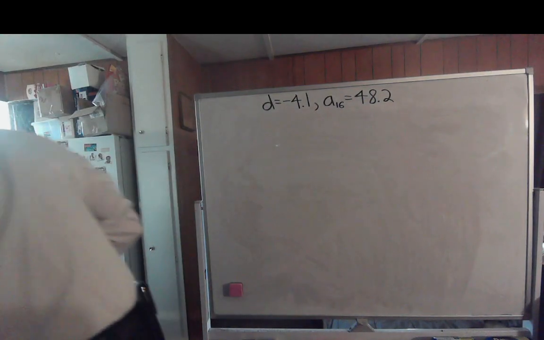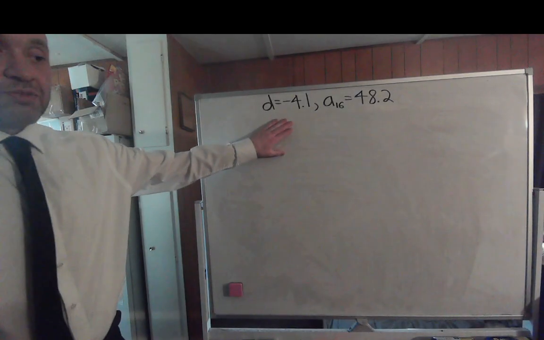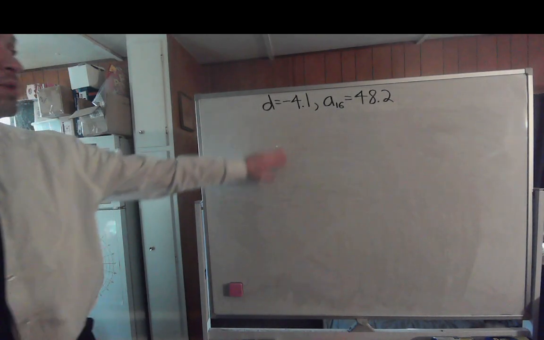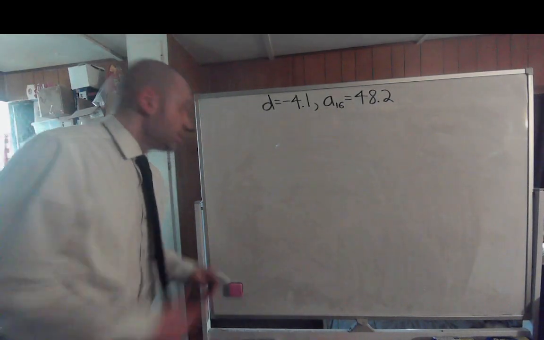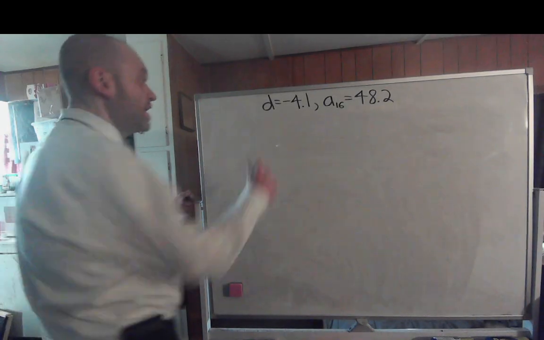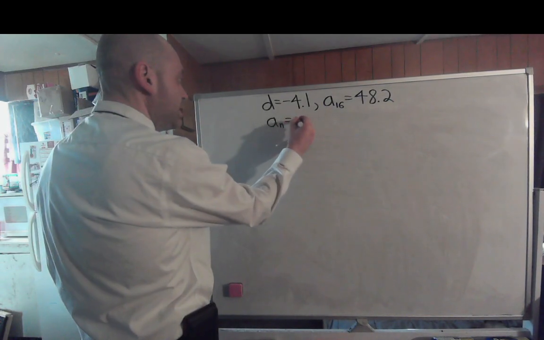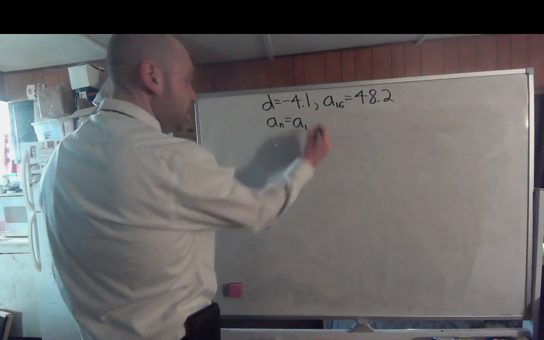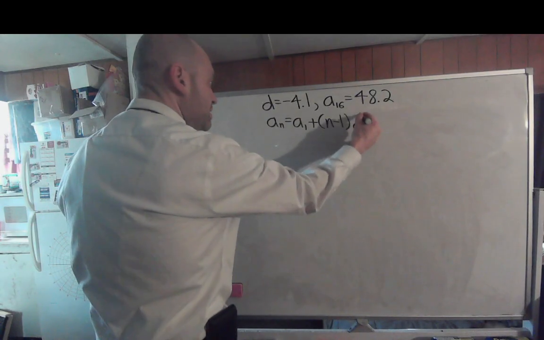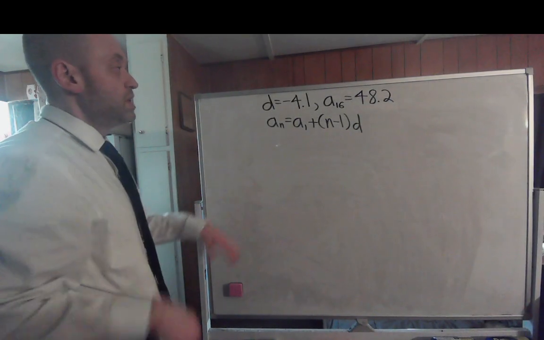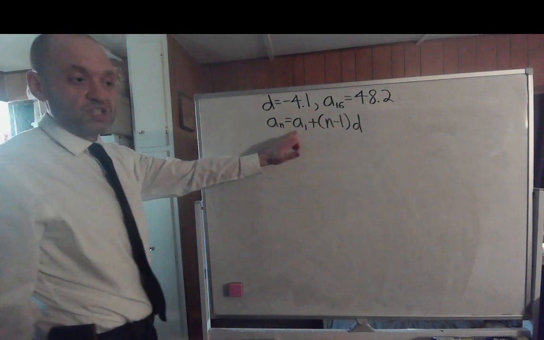All right, so we have the common difference of this particular arithmetic sequence is negative 4.1. The 16th term of the sequence is 48.2. So again, if it helps you, write out the general formula for the nth term of an arithmetic sequence. A sub n equals your a sub 1 plus the quantity of n minus 1 times d. So now we need to apply this. We got the common difference and the 16th term. That means we got to solve for a sub 1.